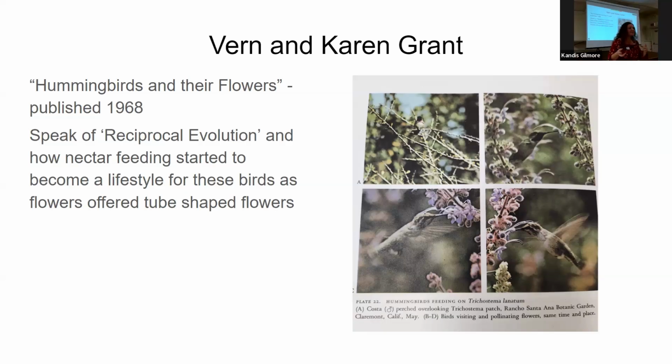And they talk about this idea of reciprocal evolution. So how nectar feeding started to become more of a lifestyle for these birds, and the flowers started offering more tubular shaped flowers with more nectar. Bees do drink nectar, but they go for pollen as their nutrient-rich protein source. A lot of the shape of the hummingbird flowers tends to be tubular with anthers hanging out. So as their head is going in the flower, they get the pollen on them, and then as they fly from place to place, they bring it all around.